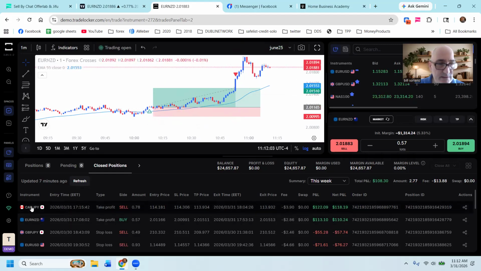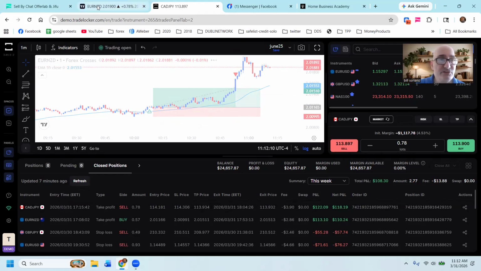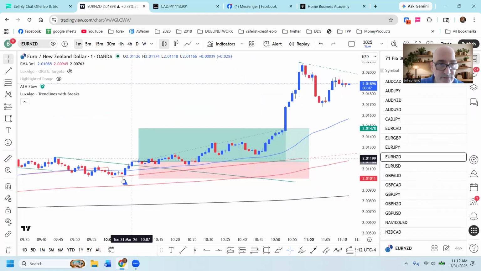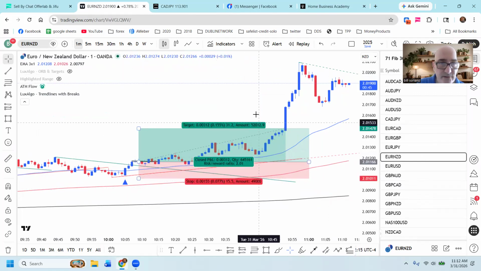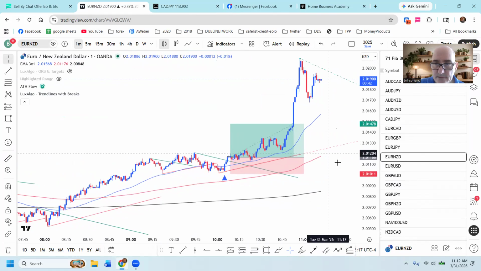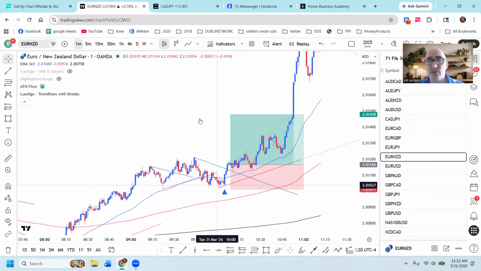And then the other one is CAD/JPY. This was a sell. Let me just real fast show you EUR/NZD here on TradingView. So here's our alert going off right here, right? That is our indicator, our ATH Flow indicator, and you have to be a customer of our company in order to get access to everything in our community, and that is our community indicator right here, the ATH Flow. This is what we use to alert us to come to a chart. It's not a buy or sell signal, as I've said many times before. It just lets us know, hey, there's a potential opportunity in this pair.